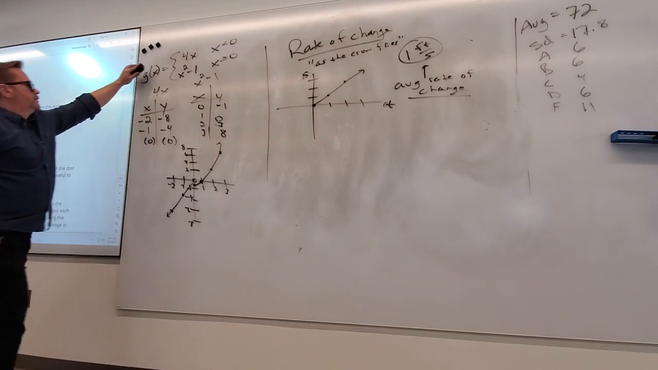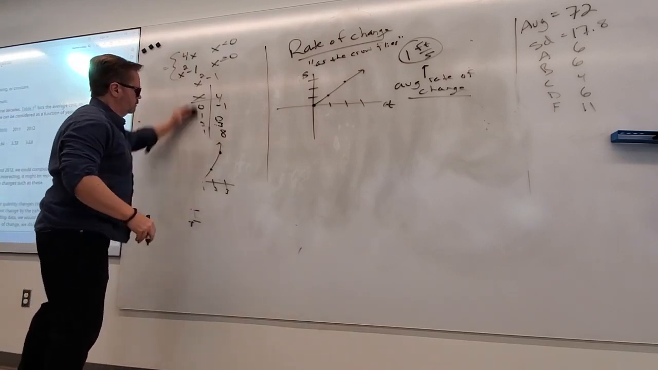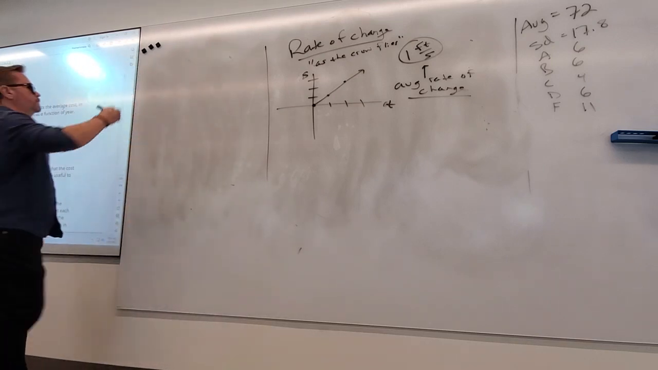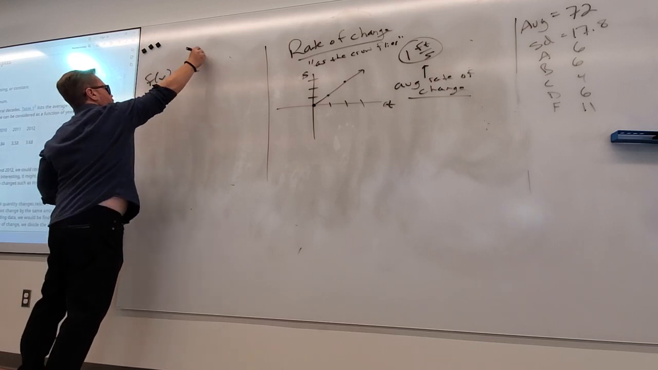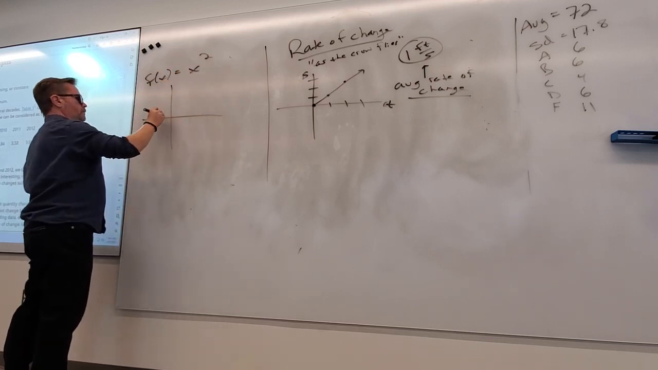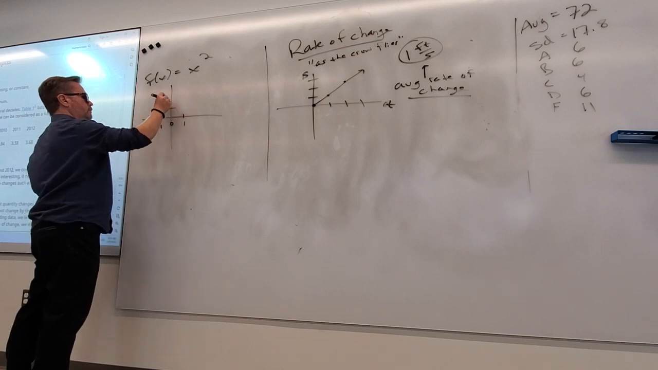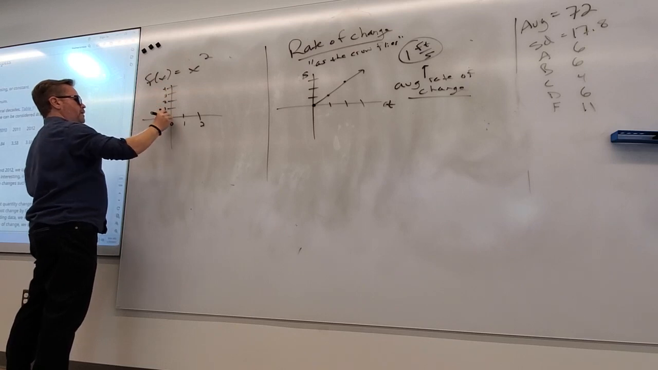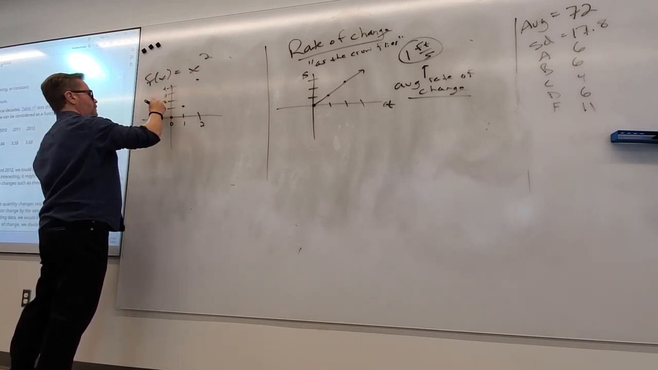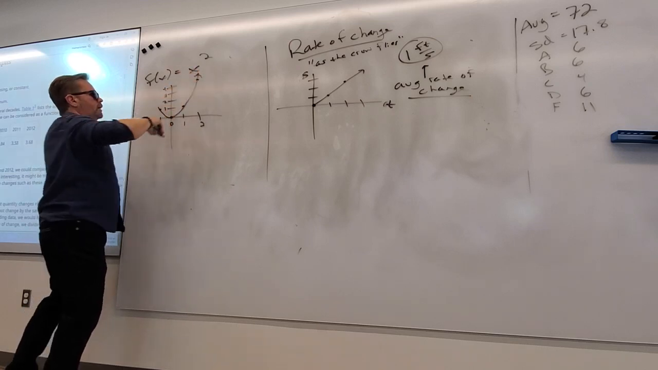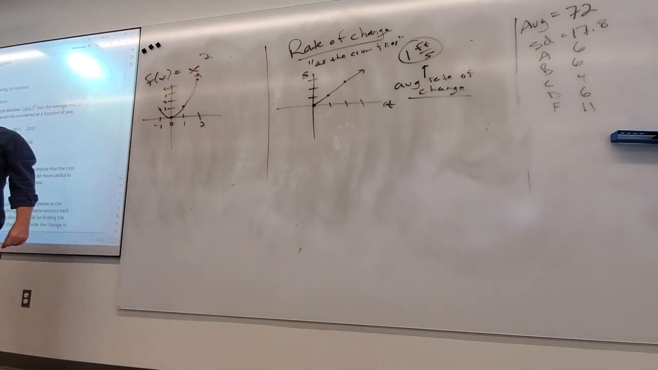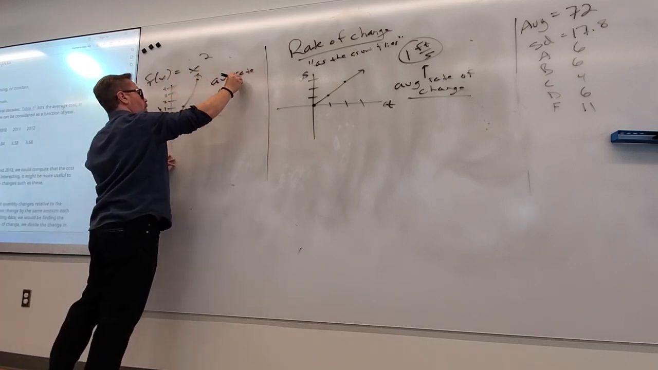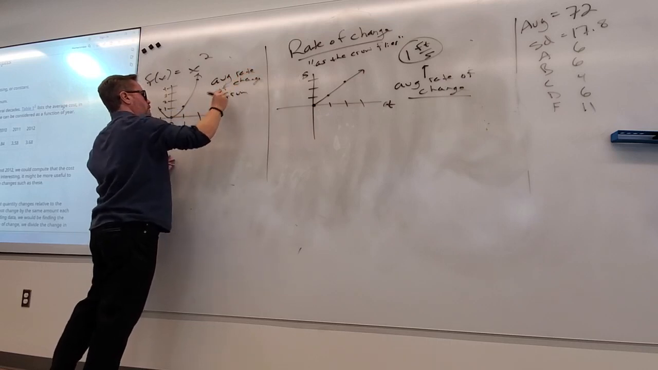What if I had this function? Let's just do x squared. So I have this function, and I'll just draw this much of it. And I want to know what's the average rate of change from 0 to 2.